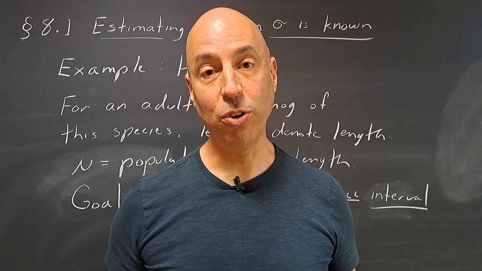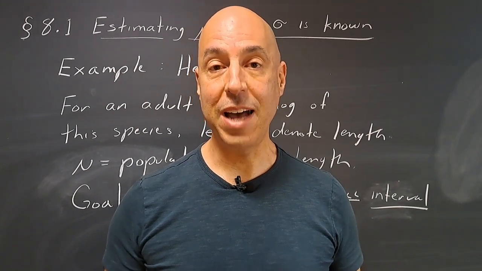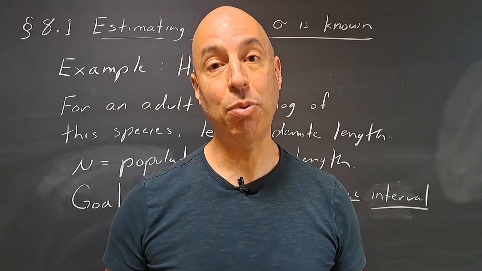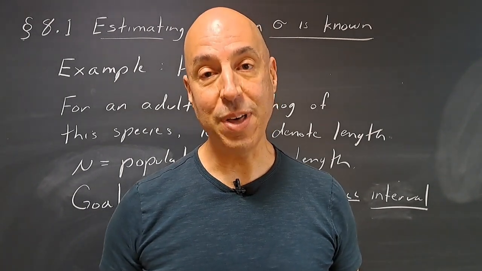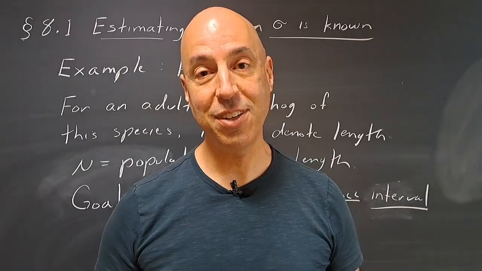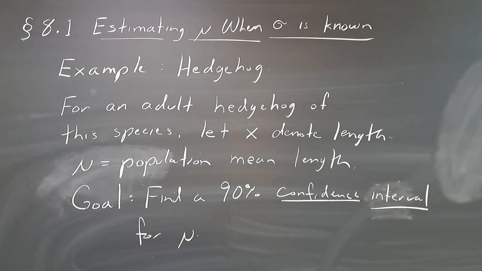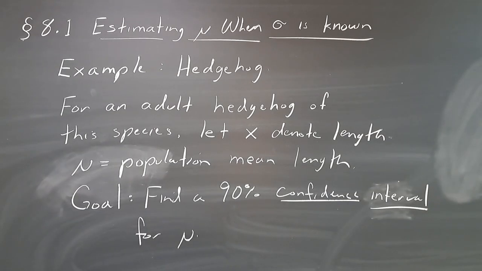But we are starting a whole new chapter with a whole new idea, that is, estimating a population parameter based on information we collect from a sample. And I want to do that by talking about hedgehogs. Let's say scientists are studying a newly discovered species of hedgehog and would like to know the average length of an adult of this species.